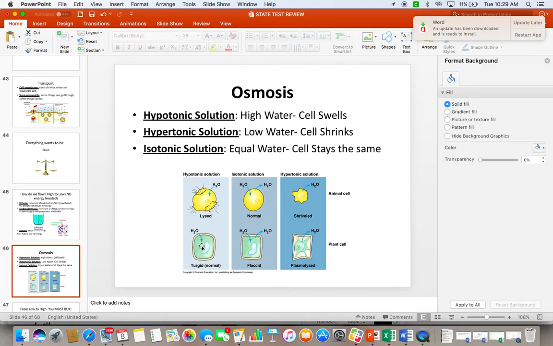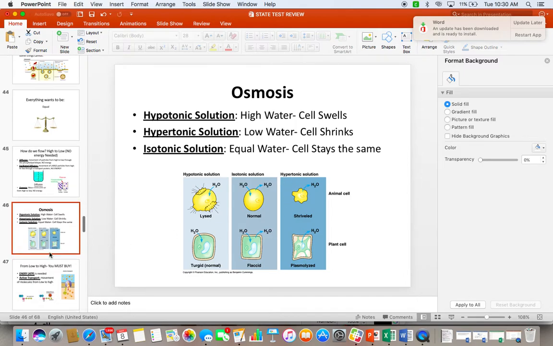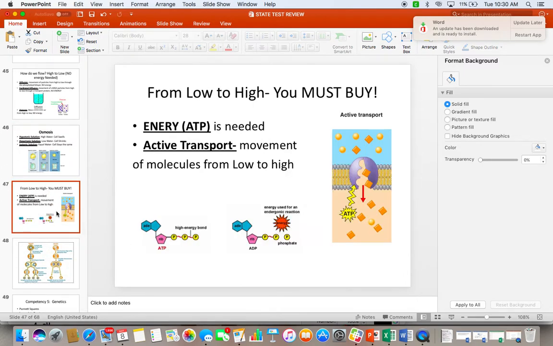Plant cells, on the other hand, like hypotonic solutions. So when you water your plants, they get turgid, okay? Plant cells are just kind of flaccid in an isotonic solution, and then they shrivel up through plasmolysis in a hypertonic one. So just remember that salty and hyper dries things out, okay? So from low to high, you must buy.